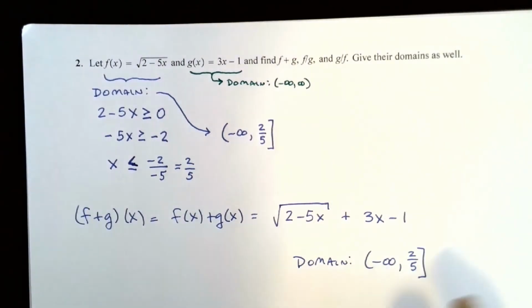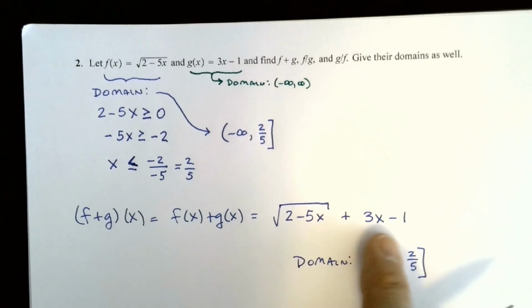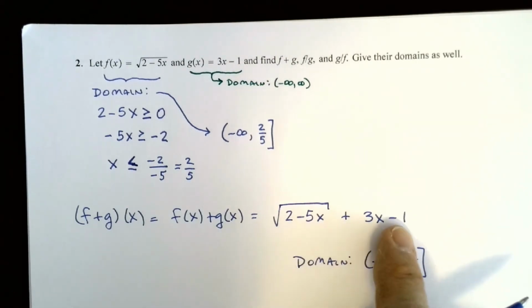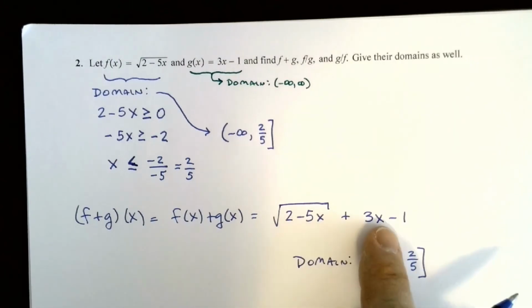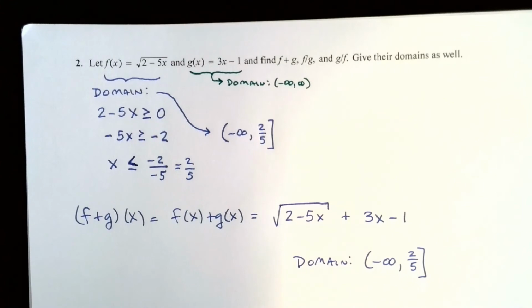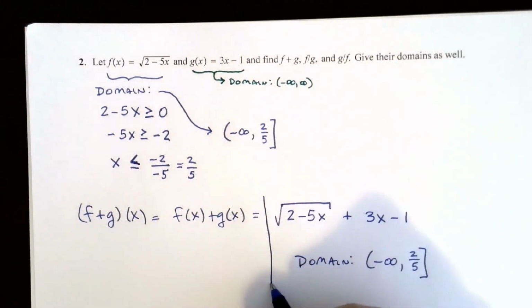Right? Less than or equal to 2/5, rather. Okay, can we do any simplifying here? Like 2 minus 1, negative 5x, can I combine these in any way? No, because these are under the radical, right? So not a whole lot we can do at this point. I would say that would be our final result for f plus g of x.